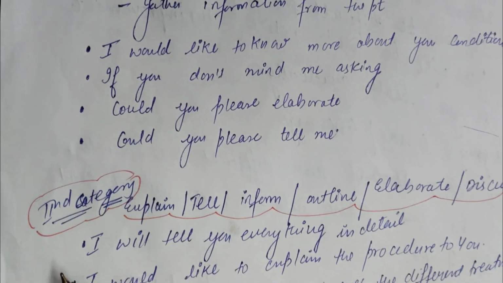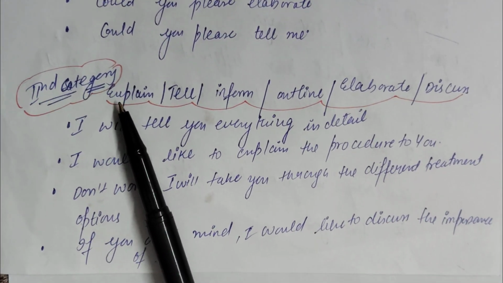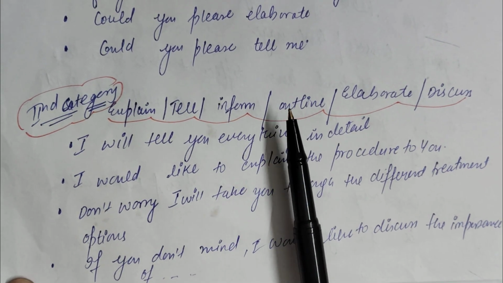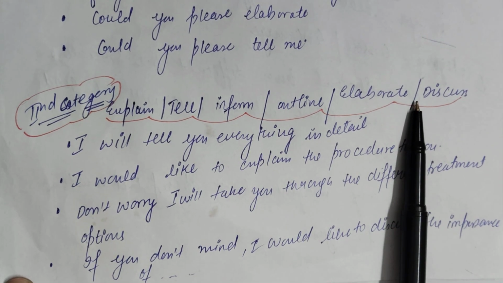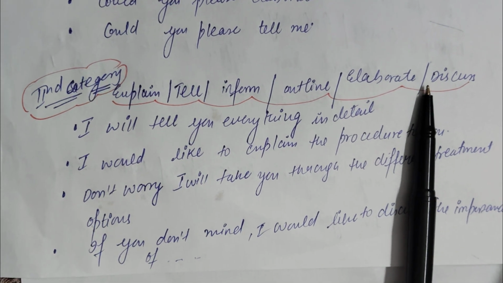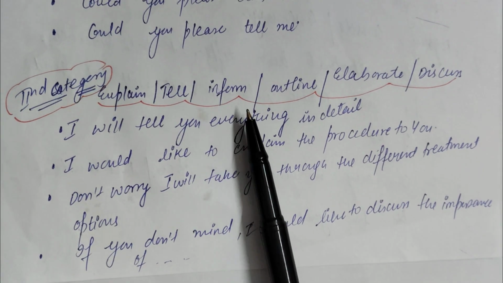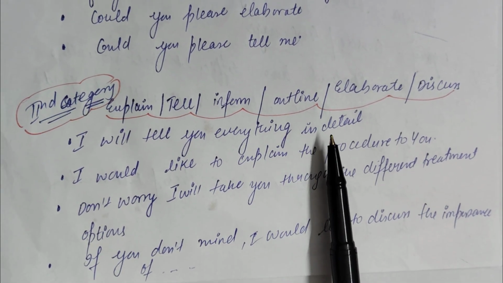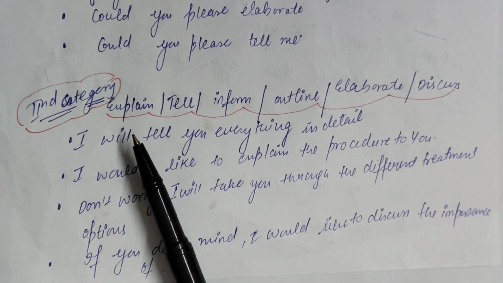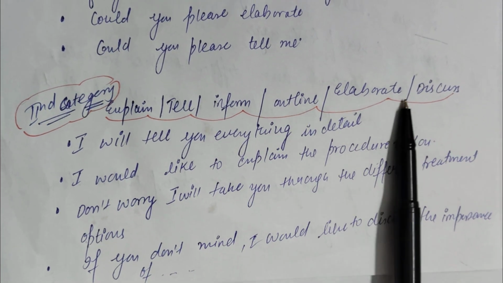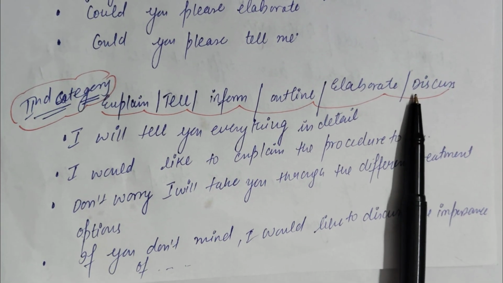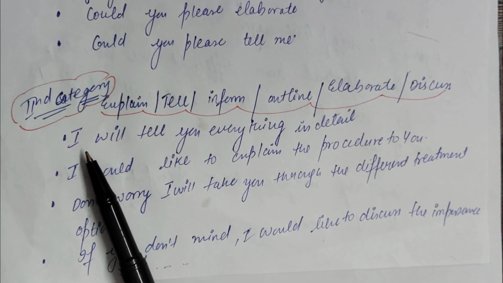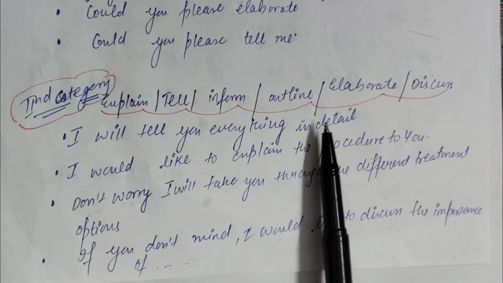Okay, next is the second category, or second set: explain, tell, inform, outline, elaborate, or discuss. Here, mainly, explain means we are giving education to the patient, passing some information or providing some knowledge to the patient. So mainly these verbs are used for education or explanation. The main functional phrase we use is like this: I will tell you everything in detail.